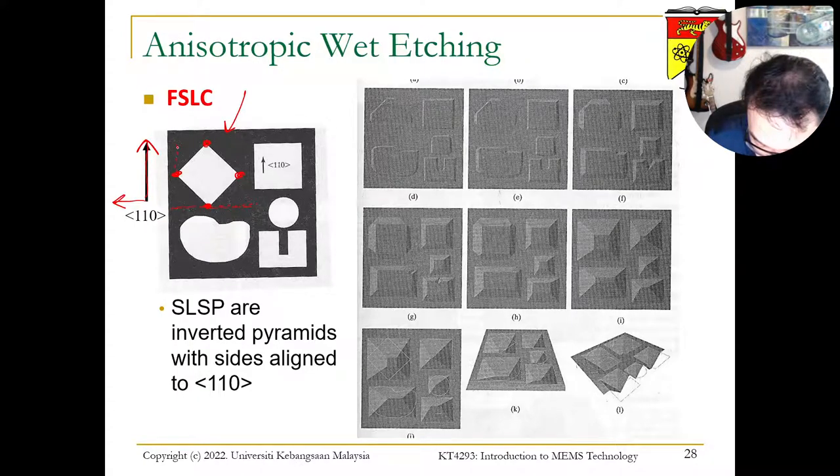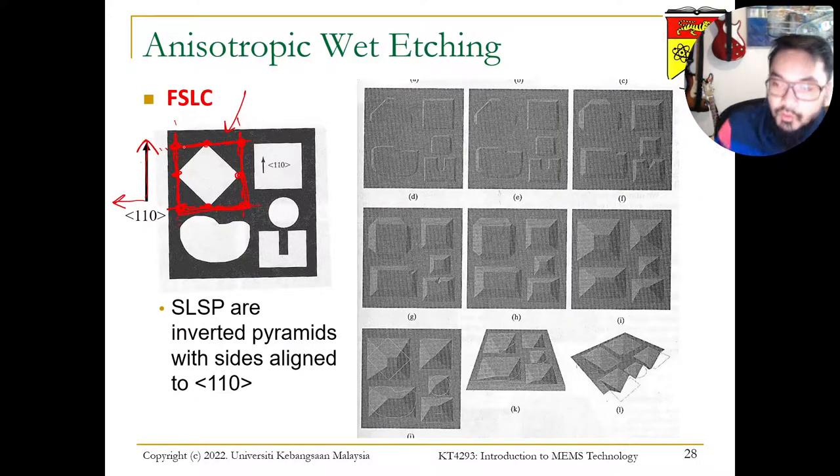So this one also you draw a line. This one also you draw a line. This one also you draw a line that goes through the point and also aligned with the 110. And then from all these lines, you identify the intersection. So the intersection between this line with the next line to it is here. And then here, this is another intersection, and that's another intersection. And then what you do is you connect all the intersections, leaving behind your FSLC. So this is your FSLC.